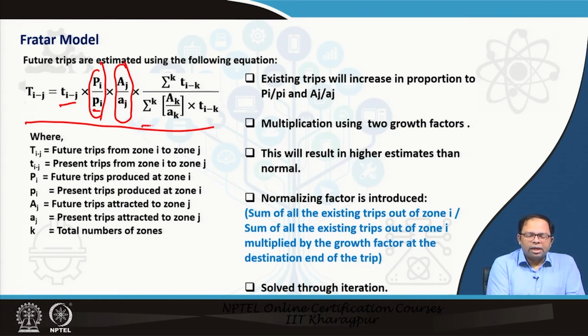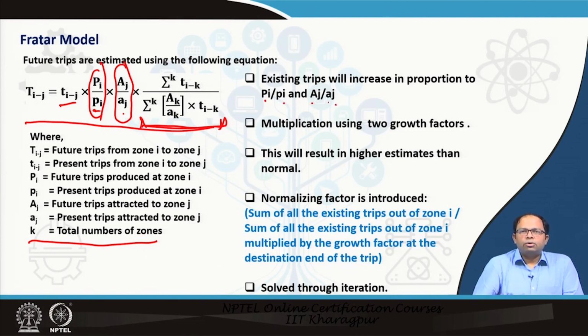So this will result in higher estimates. That is why we introduce another factor, a normalizing factor, which is this particular factor, which basically means the sum of all the existing trips out of zone i divided by the sum of all existing trips out of zone i multiplied by the growth factor at the destination end of the trip. Then again through iteration we need to solve these values of Pi and Aj, with k total number of zones, and we need to keep on iterating until these values match, and then finally we can match the estimated Pi and Aj values, and eventually we come to a result. So this is the formula that is used in the Fratar model.